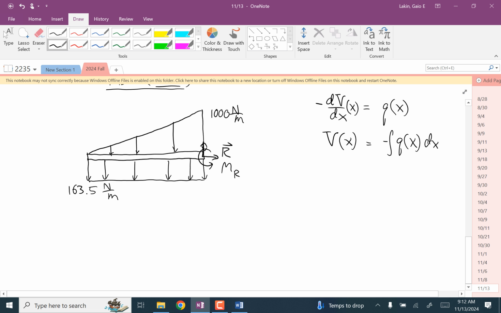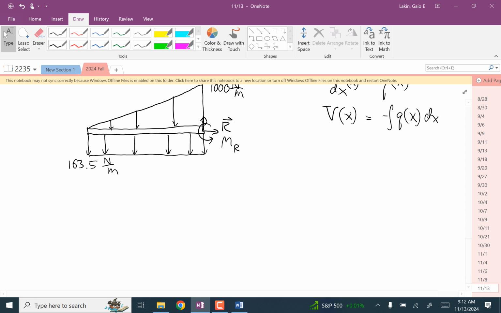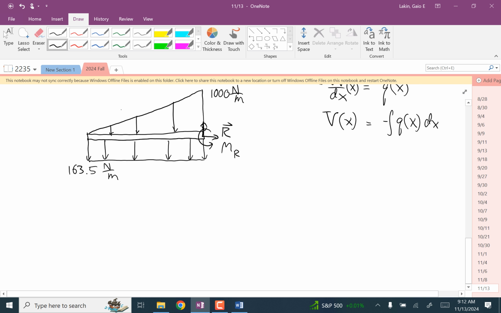That is, we need to come up with the total value of the distributed load at any x value. That's easy for the uniform distributed load. It's just 163.5. But we have to come up with a function for that triangular one, because whatever x you use, you have a different value of that distributed load. Okay, so we're going to do that with the equation for the line. So let's say q for the uniform as a function of x is just 163.5. So that one's easy.